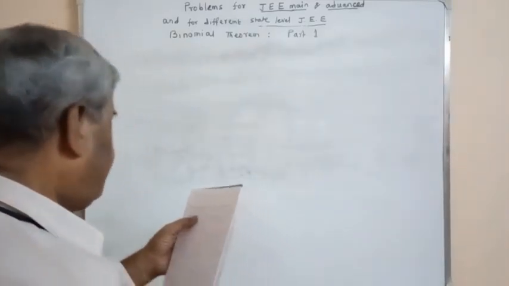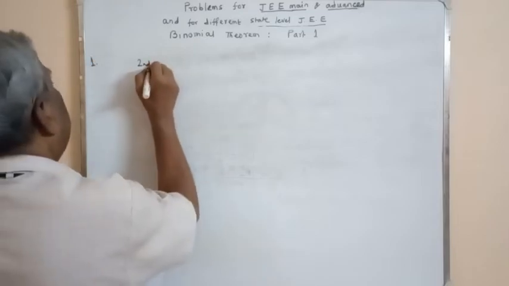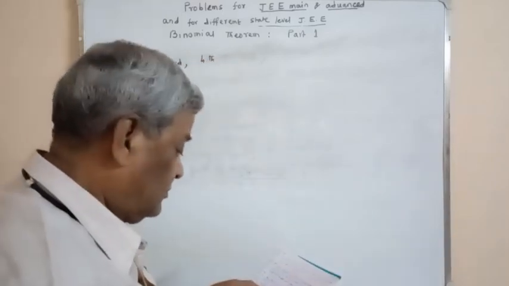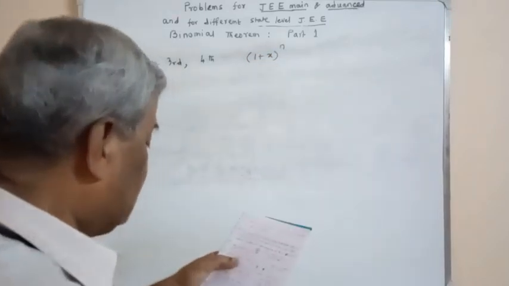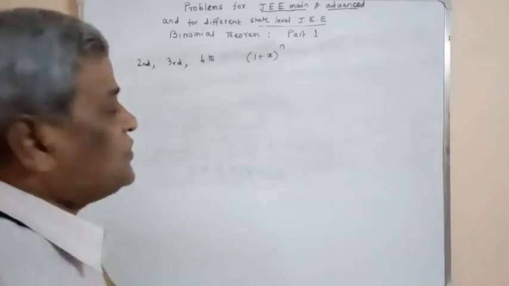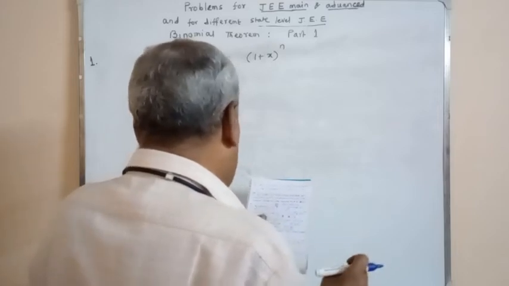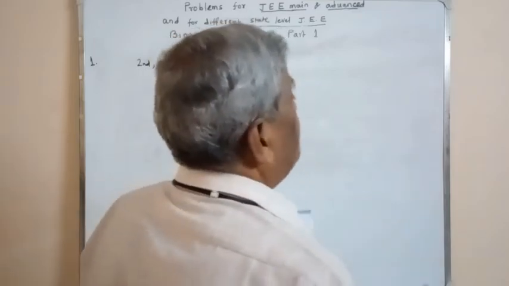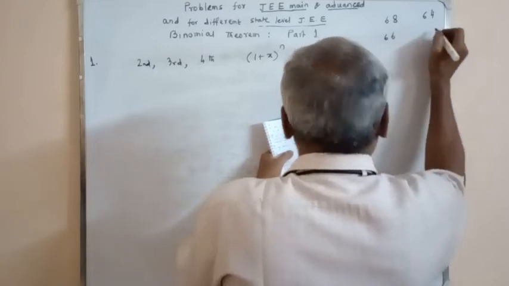First problem is: if the second, third and fourth terms of the binomial expansion (1 plus x) to the power n are in AP, n being a positive integer, then find the sum of coefficients of all odd powers of x. Options: 68, 64, 66 and 72.